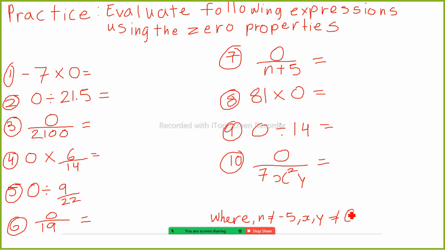Remember the 3 properties: multiplication by 0, division by 0 where 0 is the dividend, and division by 0 where 0 is the divisor.